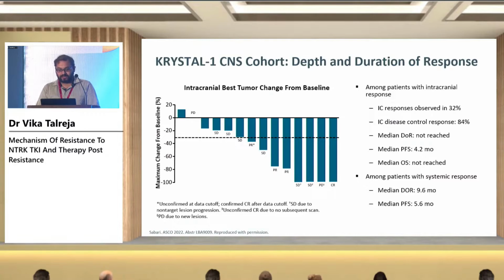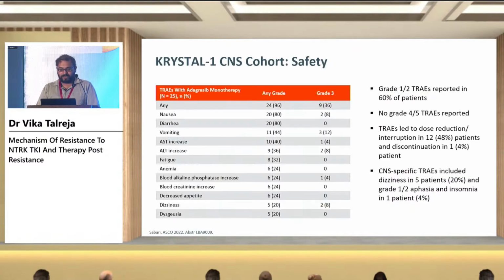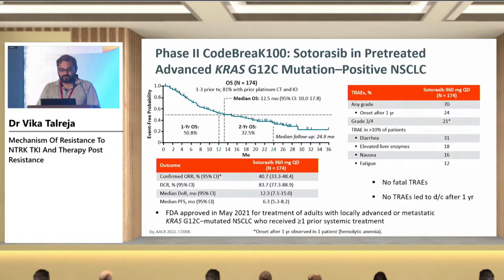And the durability and depth of responses were a nearly 9.6 months duration of response, with median PFS of 5.6 months in those with brain metastasis. And the dose usually given was 600 milligrams BD. And therefore, with the intracranial response rate of 32% and the duration of response not reached, it serves as a very important, clinically efficacious and safe drug.